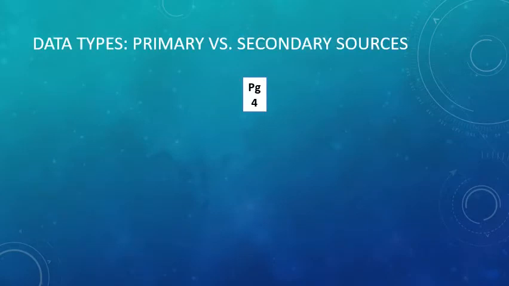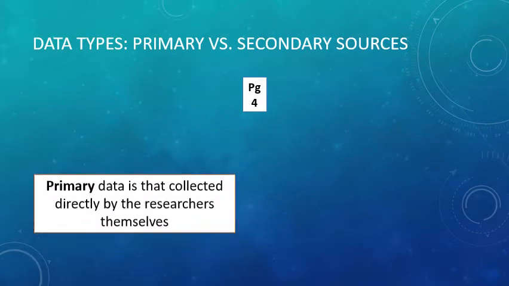So let's look at a set of key terms which are fundamental to the next few weeks. So within sociology there are essentially 4 main types of data that we need to explore. The first 2 are on page 4 of your booklet. They are primary data and secondary data.